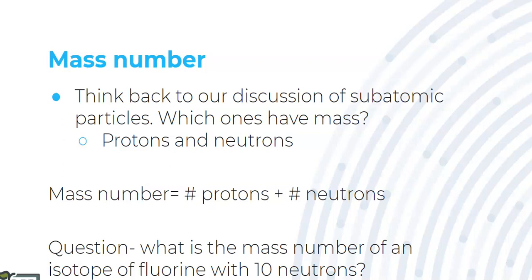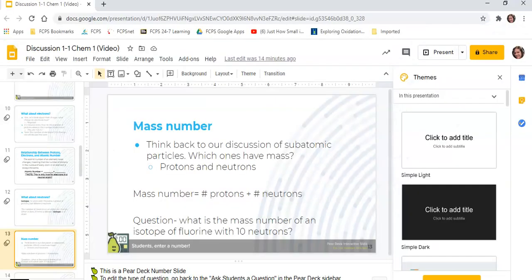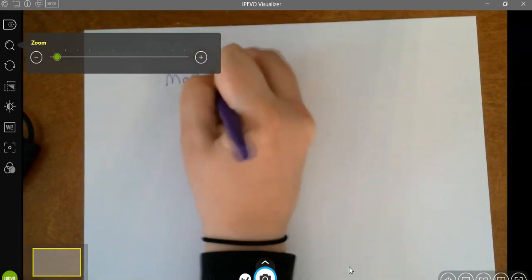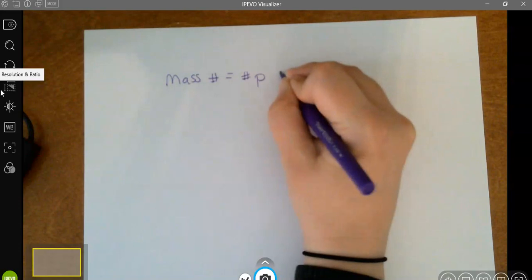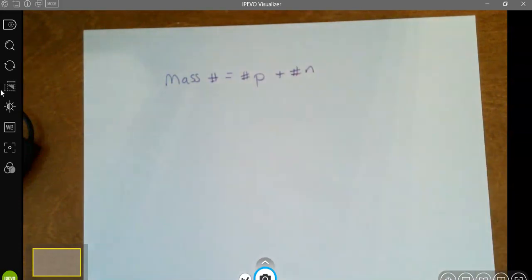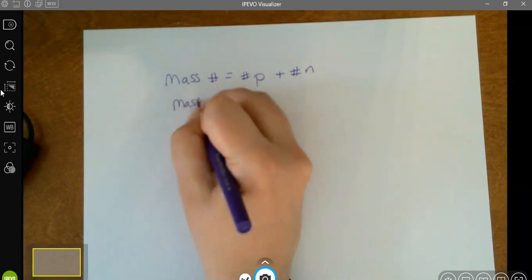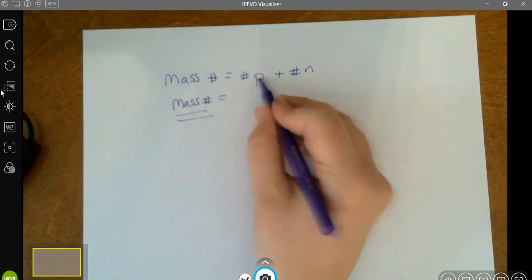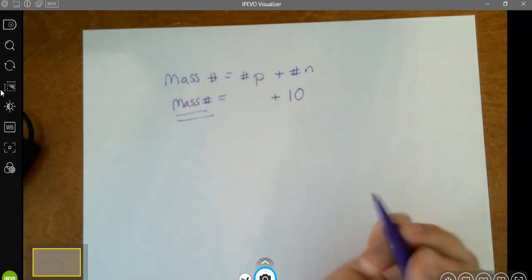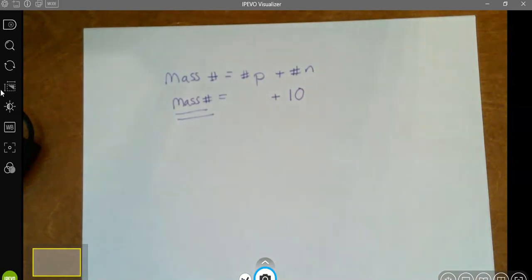Okay, so here's what we're going to have to do to solve this. First, we're going to have to think about what the mass number is, first of all. The mass number is the number of protons plus the number of neutrons. And what we're trying to find here is the mass number of an isotope of fluorine with 10 neutrons. Okay, so in order to calculate this, we need the protons and the neutrons. The problem says there's 10 neutrons, so that's great. But where are we going to get the protons?